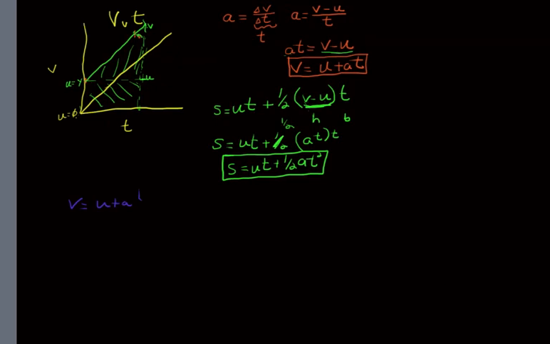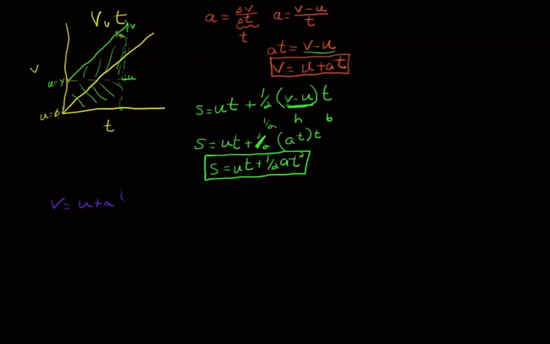Give me a second here. Put that back in order. Okay, V equals U plus AT. And I'm going to try to figure out what my time is. So AT equals V minus U, right? Same thing we had up there. And so T equals V minus U over A. Now we can take this and we can substitute it in for every T that we have here.